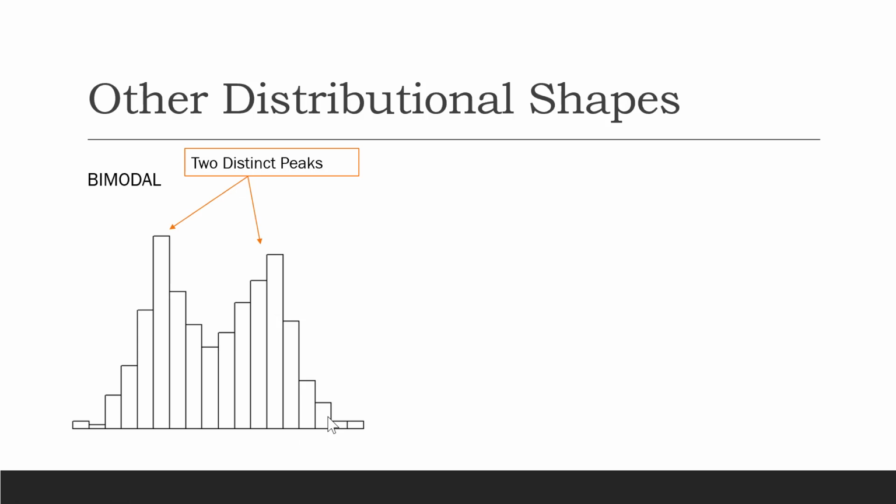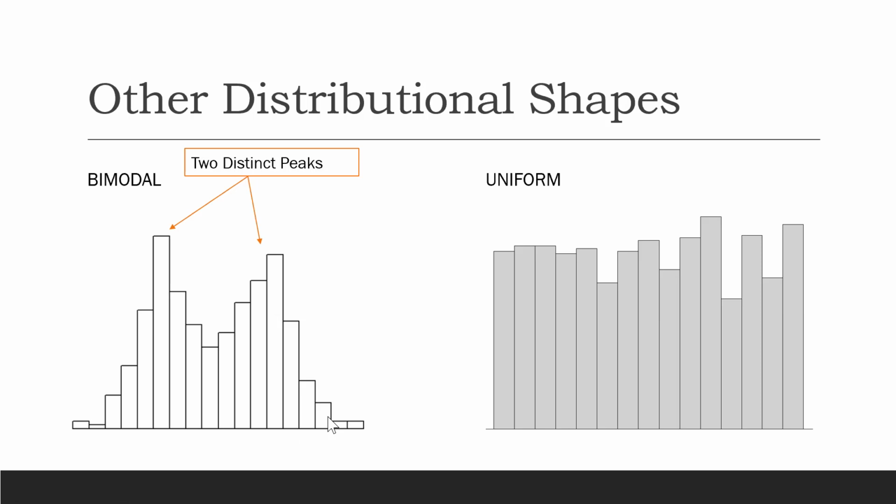We also can have uniform distributions, which is a rectangular-shaped distribution that doesn't have a distinct peak. And so this is what we call a uniform distribution. And we may see that every so often when individuals are kind of just scattered evenly across the entire distribution.